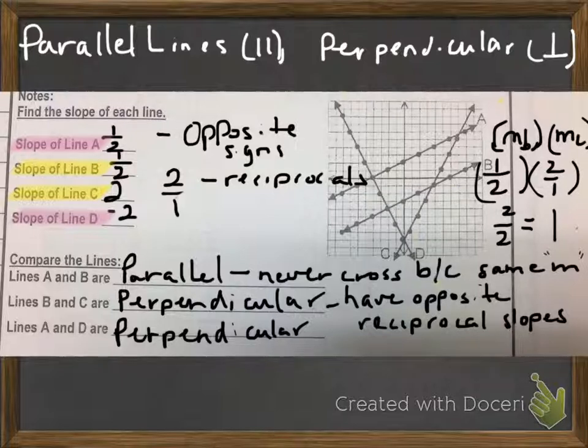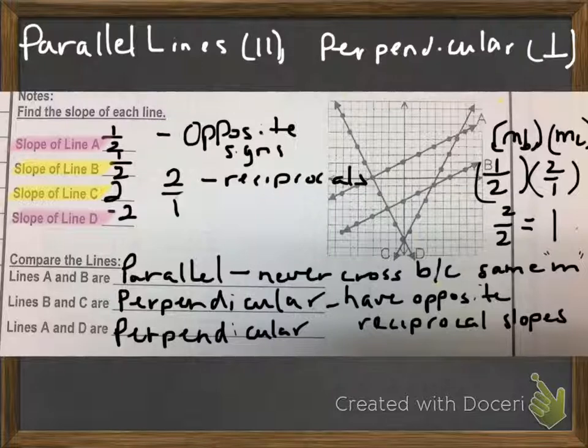Okay, let's talk about this again. We said that perpendicular lines are opposite signs and reciprocals, right? Everybody agree with that? So let's look at B and C. Are they opposite signs? Are they perpendicular? No, because they're not opposite signs.